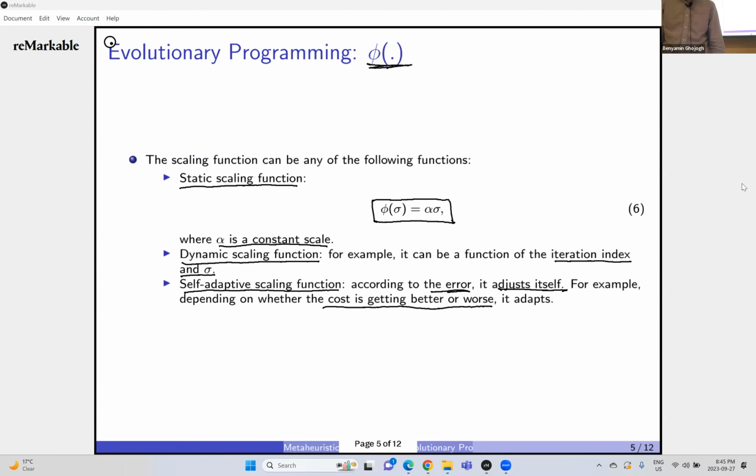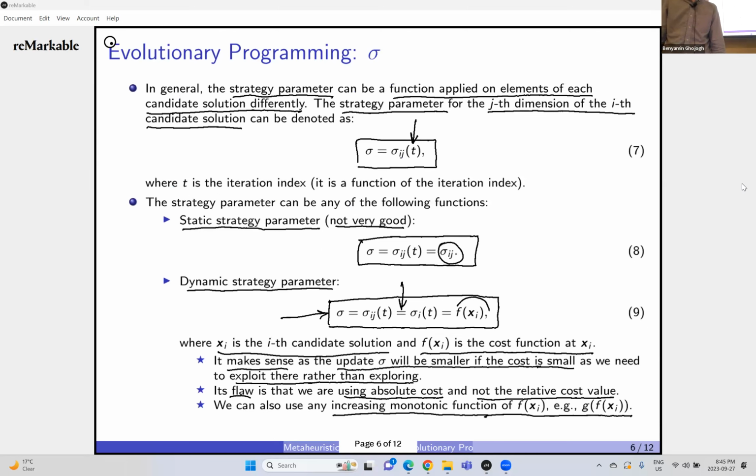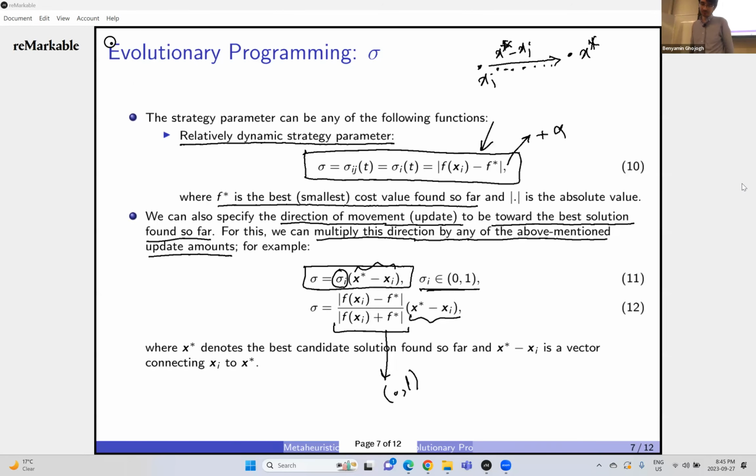And momentum dampens the oscillation, right? It helps us not to have much oscillation.